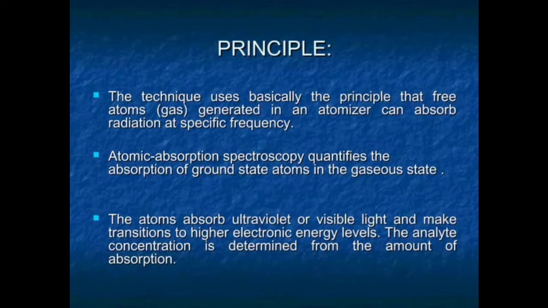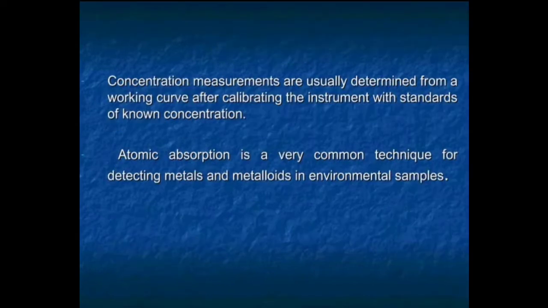The atoms absorb ultraviolet or visible light and make transitions to higher electronic energy levels. The analyte concentration is determined from the amount of absorption. Concentration measurements are usually determined from a working curve after calibrating the instrument with standards of known concentration. Atomic absorption is a very common technique for detecting metals and metalloids in environmental samples.